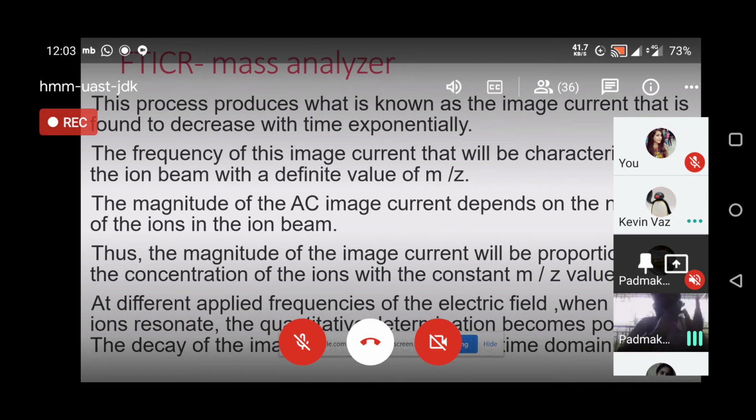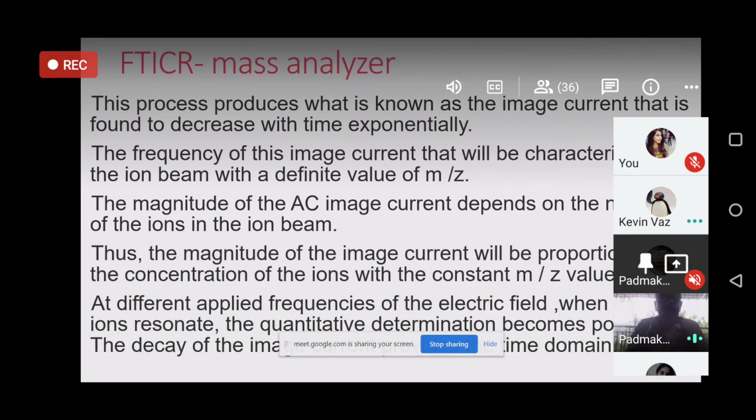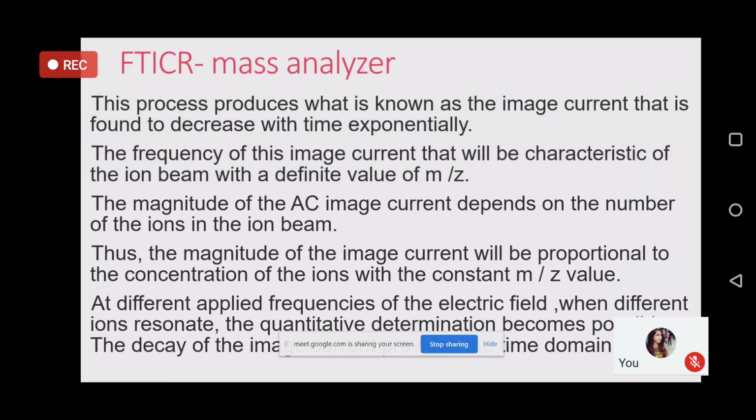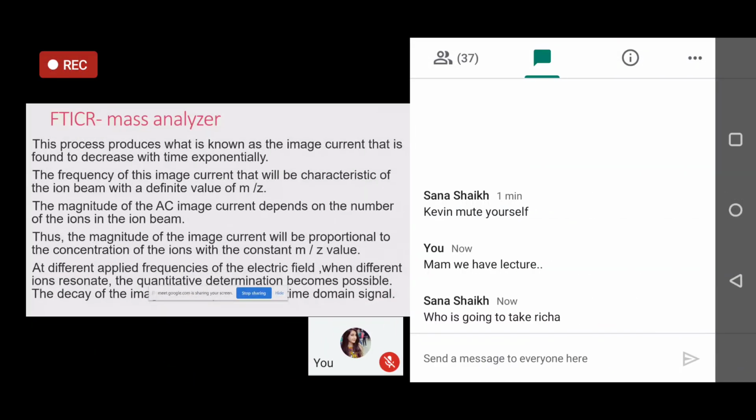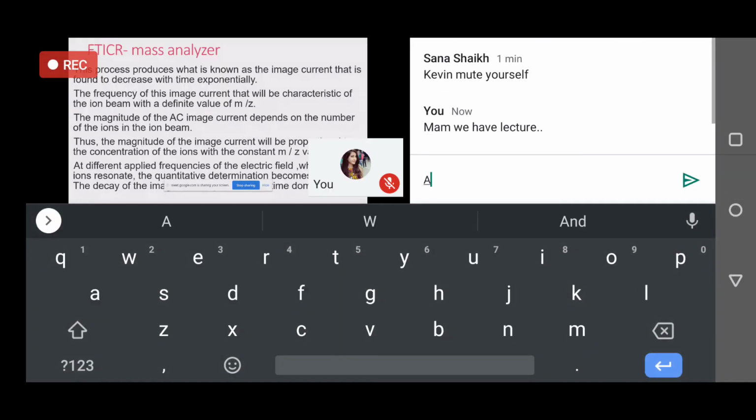So with all the signals, what is going to happen? As you change the frequency of the alternating current, you will have resonance possible at different frequencies for ions with different m by z values. And the moment you get that resonance, you will get an image current in the outer circuit, or in the collector electrode circuit. And this image current will be measured by the collector electrode.